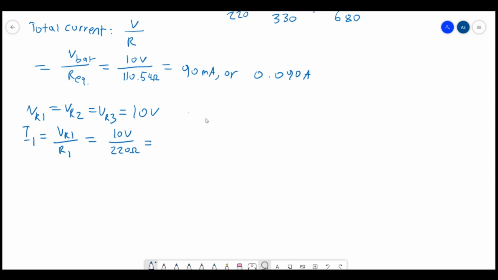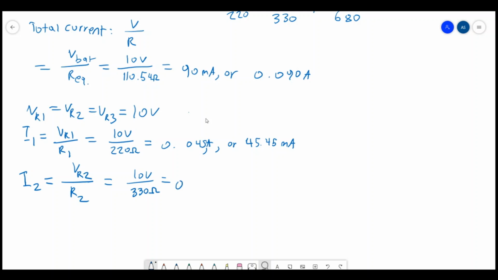If we solve that, we will get 0.05 amps or 45.45 milliamps. Now I2 will be technically the same steps again. It will be VR2 divided by R2. That will be 10 volts divided by 330 ohms, and that will be a total of 0.03 amps, or otherwise 30.30 milliamps.